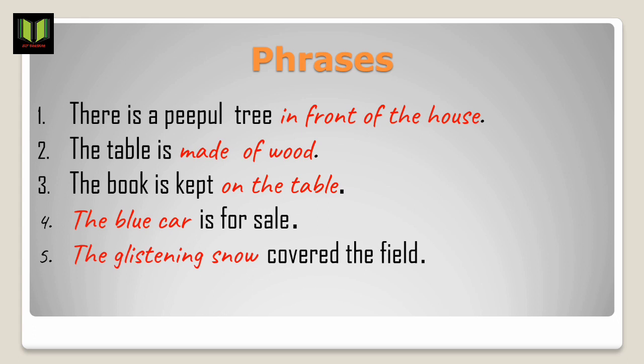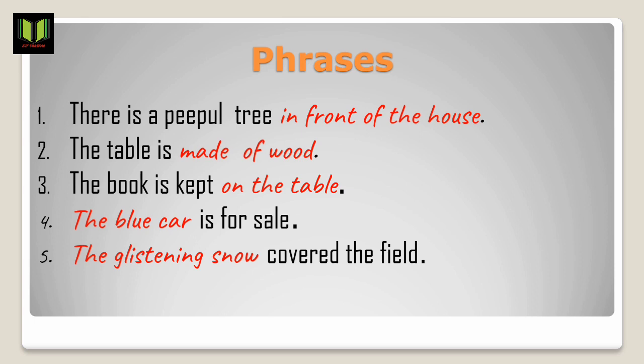Let's come to example number three. Example number three states: The book is kept on the table. On the table again is a phrase as it qualifies all the conditions mentioned already. Isn't it so? Let's come now to example number four: The blue car is for sale. Again, the blue car is the phrase here. Example number five says: The glistening snow covered the field. Again, it is a phrase as it qualifies all the conditions.